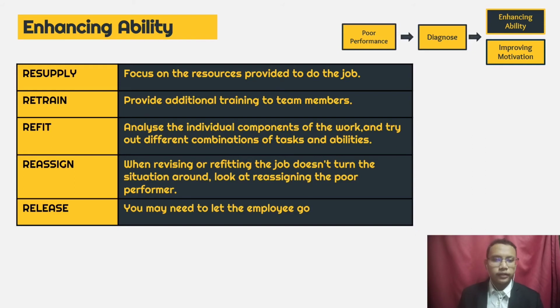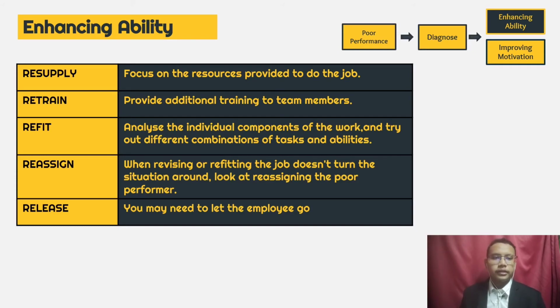The next step is enhancing ability. In this step, there are 5 ways or methods on how we enhance employee ability. First is supplies, which means focusing on the resources provided to do the job. For example, providing the employee a good internet connection or a good amount of workspace, etc. Second is retrain, which means the employer provides additional training to the team members. For example, give employees training in the area that they do not master yet. Explore with them whether they have the actual skill required to do what is expected.